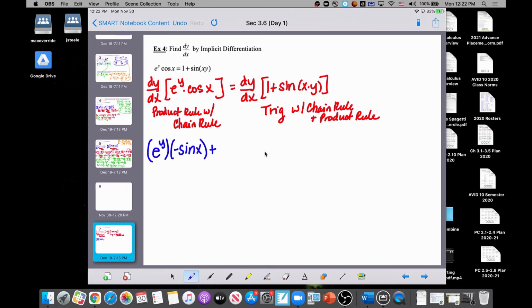Plus second, so that's cos x, d first. And the derivative of e to the y is e to the y, but that's also chain rule because our exponent is y, which is a function of x. So then we need to multiply by dy dx, or y prime, whatever you prefer. On the right-hand side, derivative of 1 is 0. The derivative of sine xy, now this is going to be chain rule.